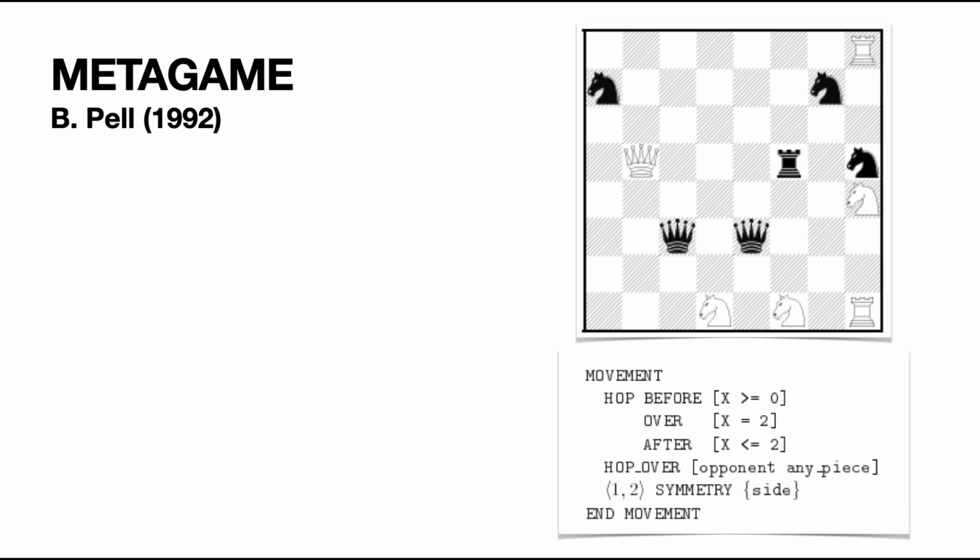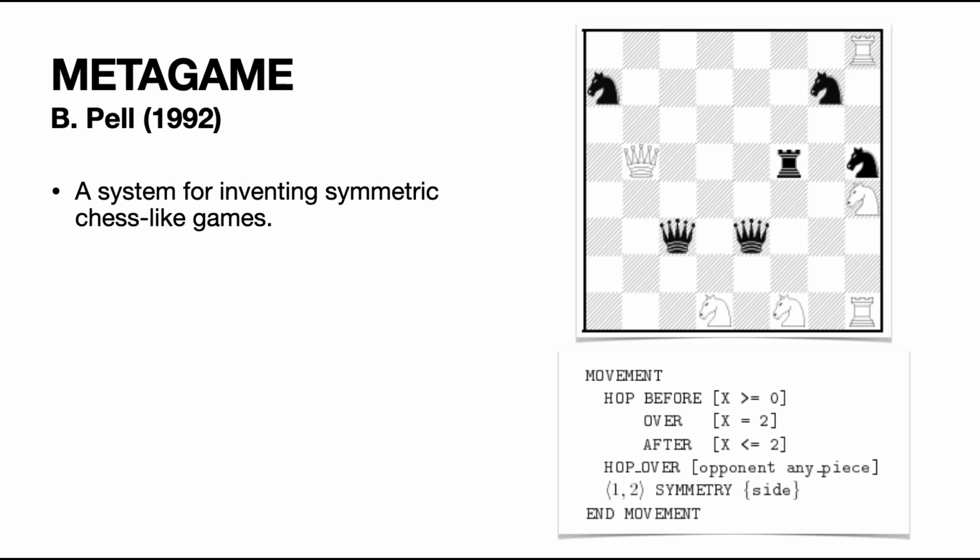So we're going to start in 1992. The first system that I usually put when I'm telling the story of automated game design's history is Pell's METAGAME system. METAGAME designed what Pell called symmetric chess-like games, which you can think of as games that you could design if you were given a chessboard and all of the pieces that go with it.